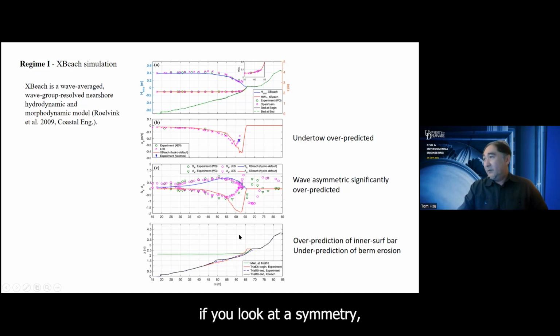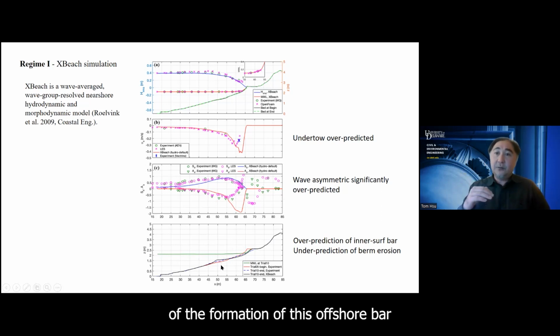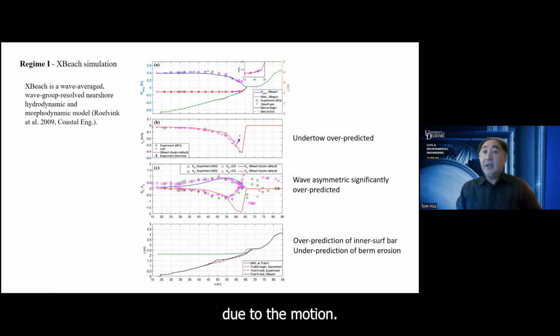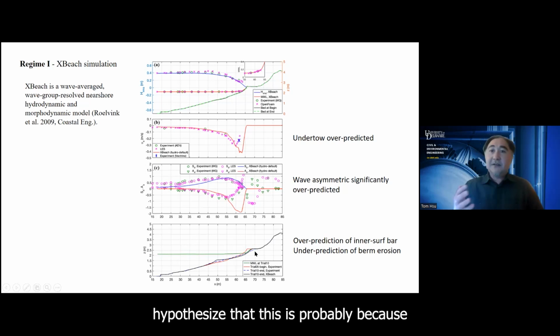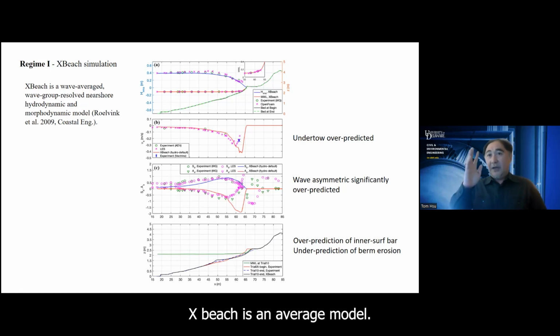And in the end, if you look at the bathymetry, you see that XBeach over-predicts the formation of this offshore bar due to the dune erosion. But this shouldn't be surprising, because XBeach actually over-predicts the undertow, right? But the interesting thing is that even with the over-prediction of the undertow, you see XBeach still under-predicts the berm erosion quite a bit. And so we actually hypothesized that this is probably because XBeach is an averaged model, right?